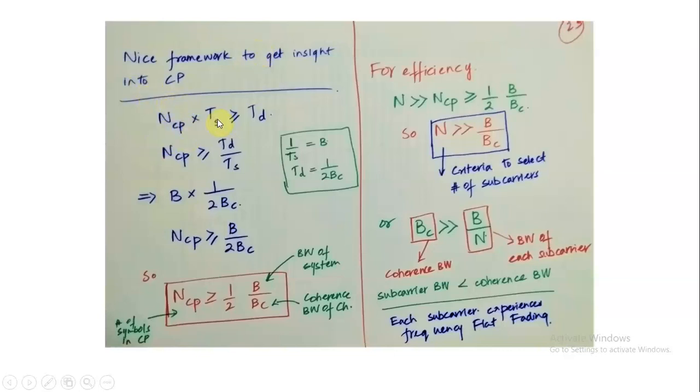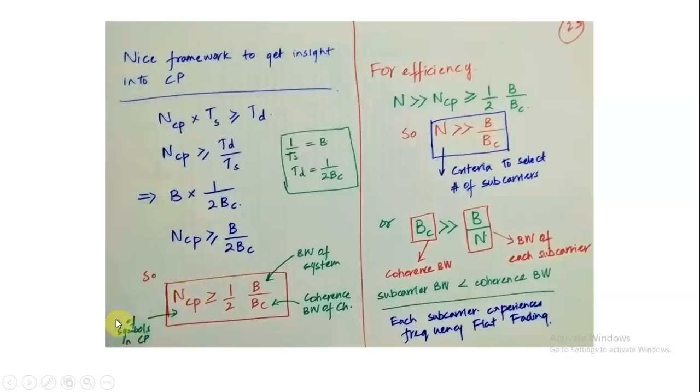Now we know that NCP multiplied by TS is greater than or equal to TD. NCP is greater than or equal to TD over TS. So 1 over TS is equal to B, where TS is the symbol time. The delay spread is given by 1 over 2 times the coherence bandwidth. So here we get B into 1 over 2 BC, or NCP is greater than or equal to B over 2 BC.